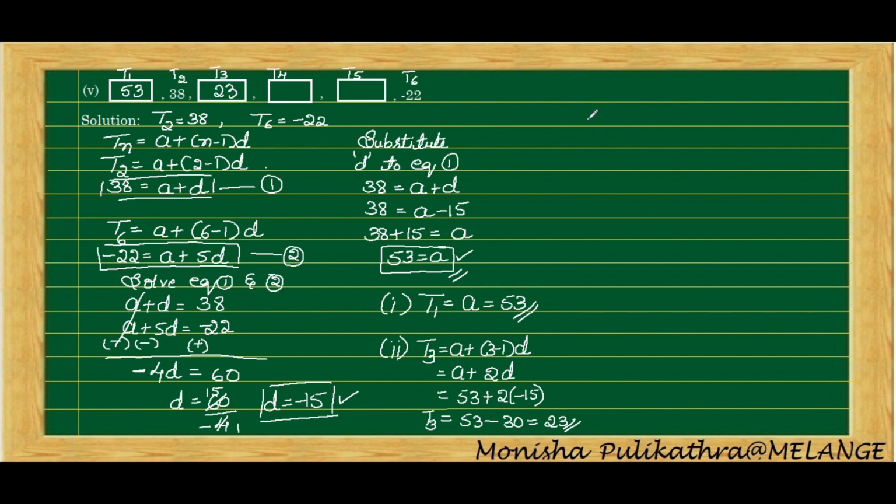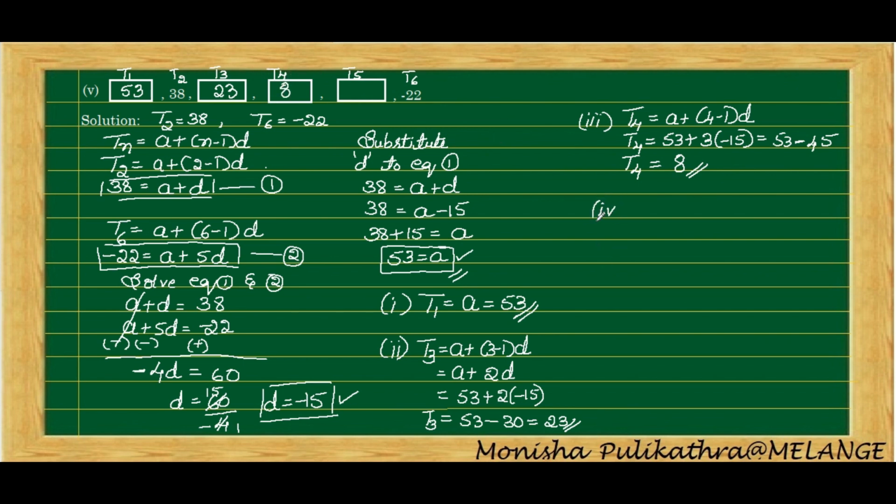Next we need to find out the value for T4. So T4 is equal to A plus 4 minus 1 into D. So T4 is equal to A is 53 plus 4 minus 1, 3 and D is minus 15. So 53 plus into minus, minus 15 3s are 45. So 53 minus 45 is 8. So T4 is equal to 8.